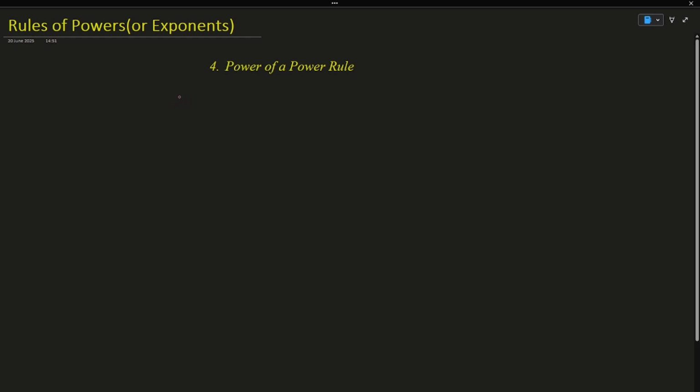For example, if we're asked to simplify (2^3)^4, remember, the rule states that when a power is raised to another power, we multiply their exponents. In this case, we multiply their exponents. So it will be 2 raised to the power 3 multiplied by 4, and our answer is 2 raised to the power 12.